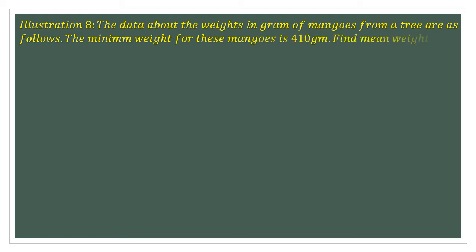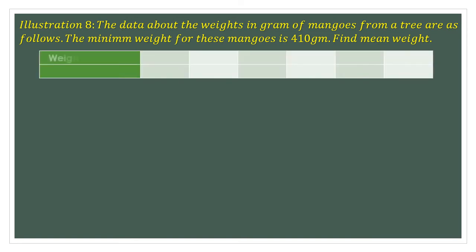Okay, let us do one more sum so we can understand it better naturally. The next illustration is illustration 8. The data about the weights in grams of mangoes from a tree are as follows. The minimum weight for these mangoes is 410 grams. Find the mean weight. Now the first table here which I am going to show you only depicts the data.